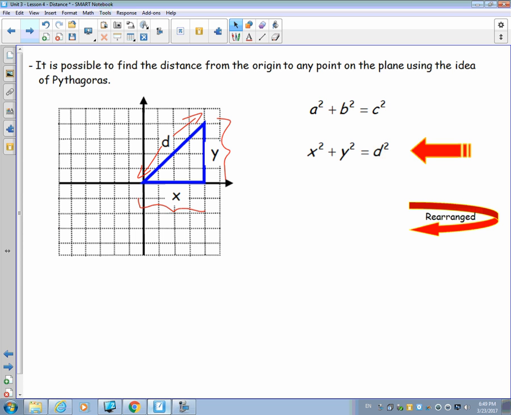So let's rearrange that equation, if you will. That's a better version for distance. But there's a limitation to this equation. It only works if I start at the origin. And that's not really valuable to me. So I need to extend this idea just a little bit further.